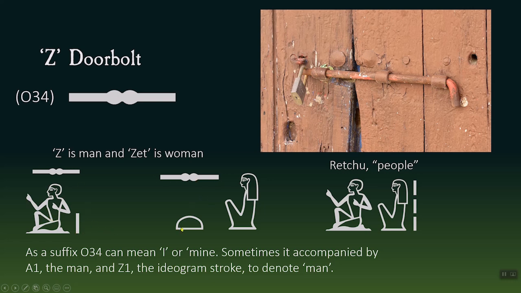If it comes with a loaf T, and perhaps this determinative, it clarifies it to mean woman. So this is the feminized form of man. Or if we're talking about people, you'll see the determinative or ideogram for man and the determinative or ideogram for woman followed by 3 strokes. And this means people. And it's pronounced rechu.